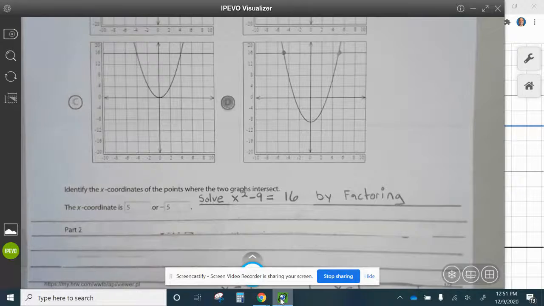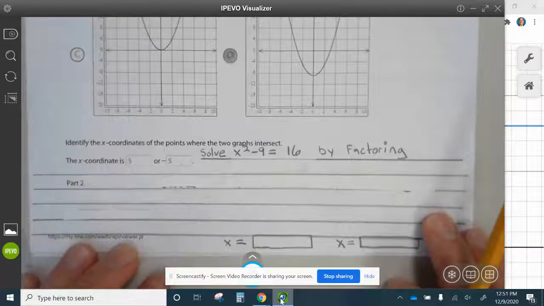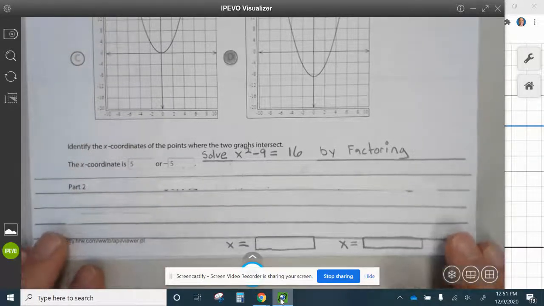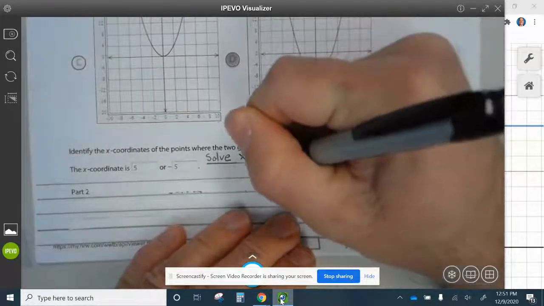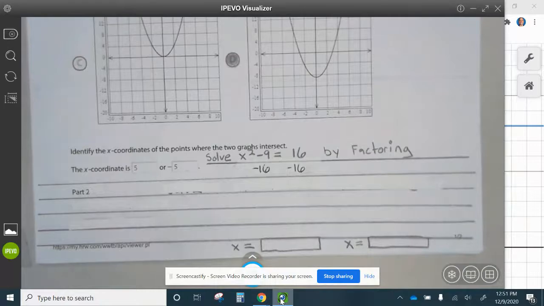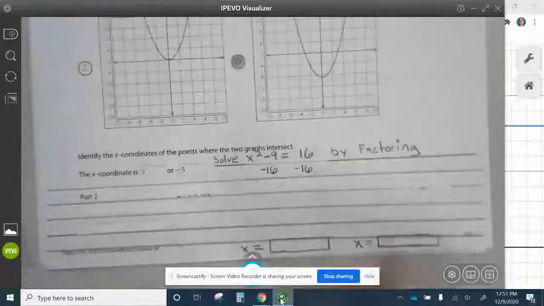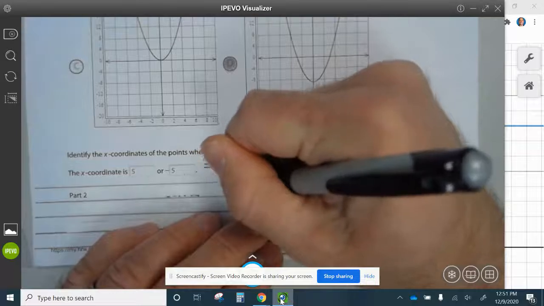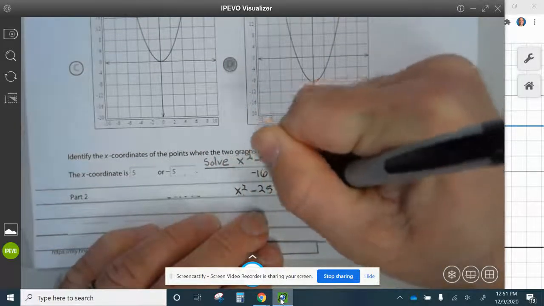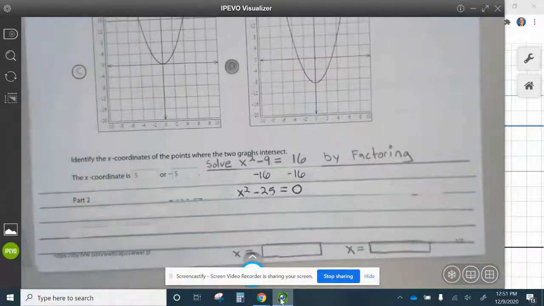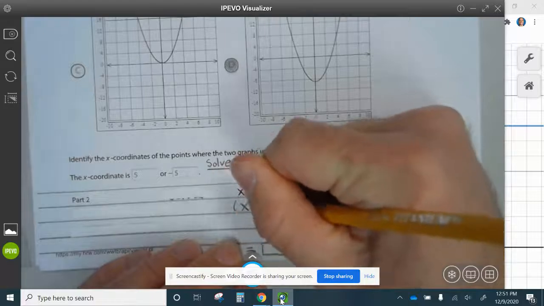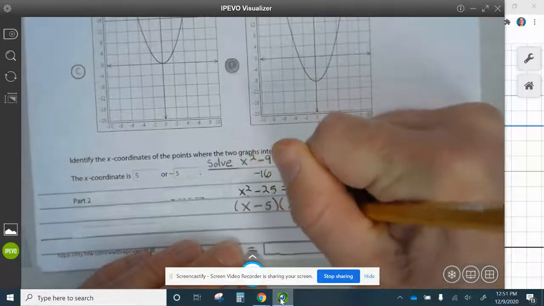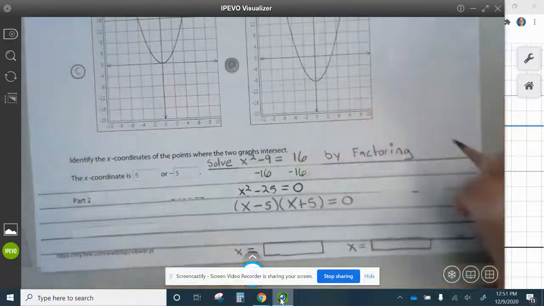Okay, now part 2, we're going to come over here, and we're going to solve x squared minus 9 equals 16 by factoring. So if we're going to factor, we first need to subtract 16 from both sides. You need everything on one side to solve by factoring. So then that's x squared minus 25 equal to 0. Okay, now this is a difference of squares, so we know that this is x minus 5 times x plus 5 equal to 0.